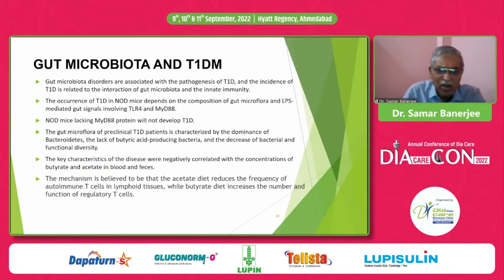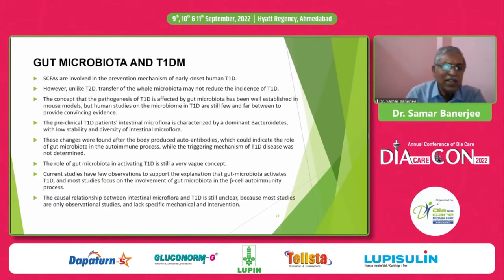The key characteristics of the disease are negatively correlated with the concentration of butyrate and acetate in the blood and the feces. Short-chain fatty acids are involved in the prevention mechanism of early onset type 1 diabetes. The preclinical type 1 diabetic patient's intestinal microflora is characterized by a dominant Bacteroidetes with low stability and diversity of intestinal microflora. The role of gut microflora in activating type 2 diabetes is still a very vague concept.